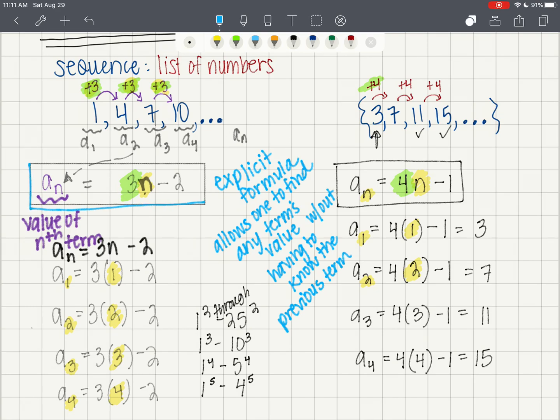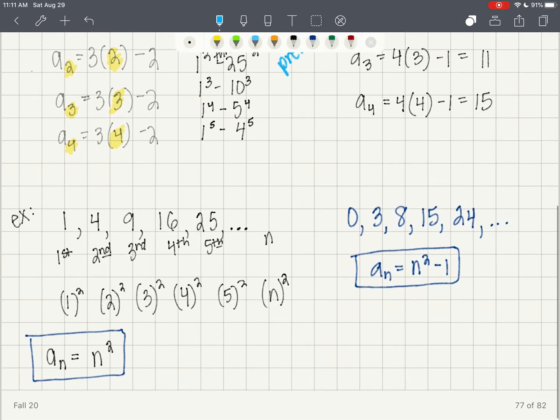So I'm going to highlight these all in that blue. That's an explicit formula. This right here is an explicit formula. This is an explicit formula. All of those are explicit formulas because I can find any term. Meaning, if I wanted to find a sub 7, so I want to find the 7th term, I would just have to take 7, square it, subtract 1.